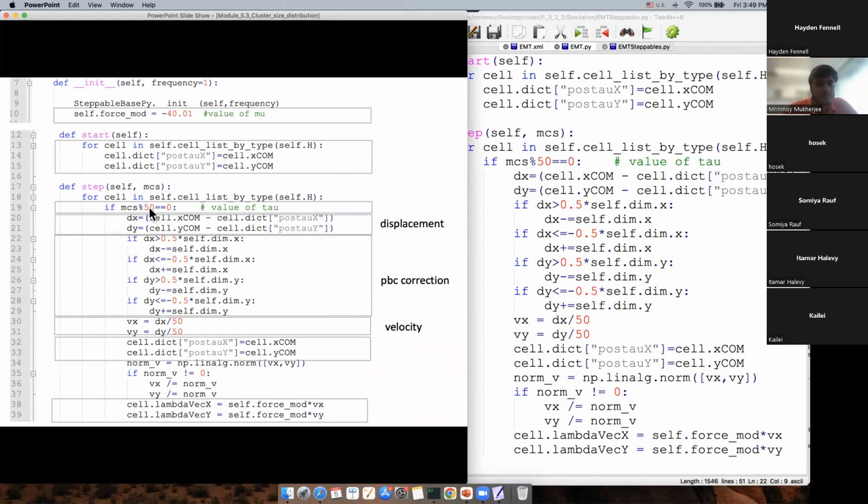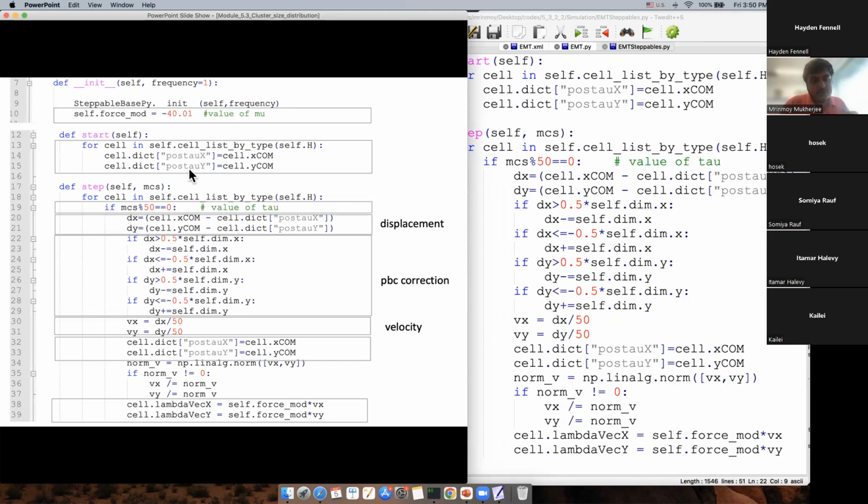Three things to remember. This 50 here denotes the tau. We really choose a very high value here. That means up to 50 Monte Carlo steps, it will not change the direction. After 50, at integer multiples of 50, that is 50, 100, 150, 200, it will change its polarity direction. For this, we need to calculate the velocity for the 50 steps.